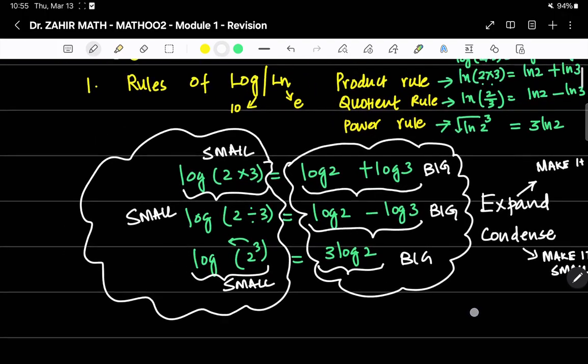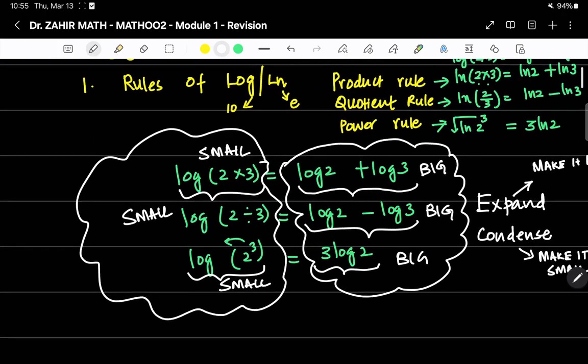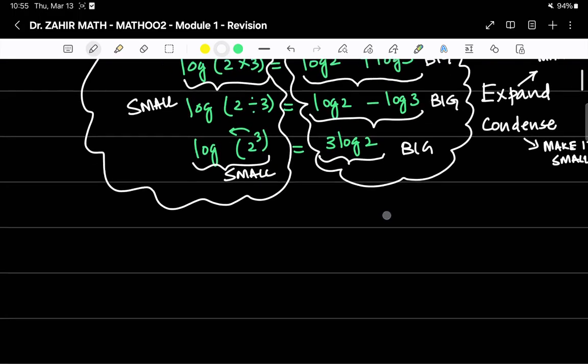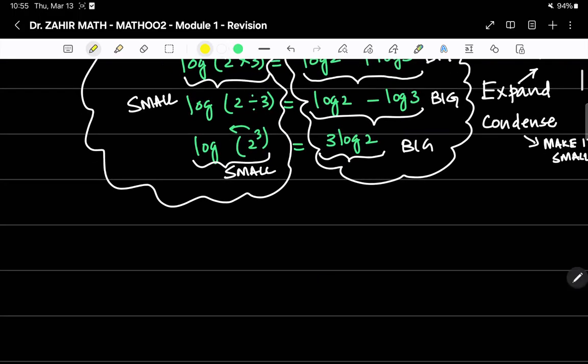So therefore, the first thing I'm going to teach you is the rules of logarithms. This is the first concept, the problems. The second one I'm going to teach you, number 2, is expand and condense. And number 2 I'm going to teach you is evaluate.